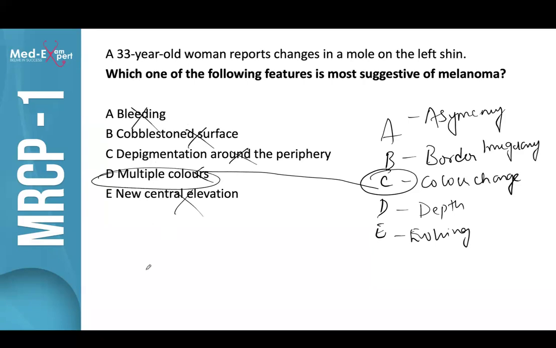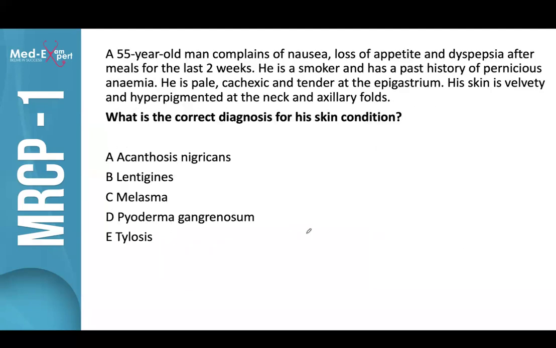They will also ask that the prognosis of melanoma is based on Breslow's grading. Based on the depth, it's called Breslow's grading. They have asked this a couple of times.